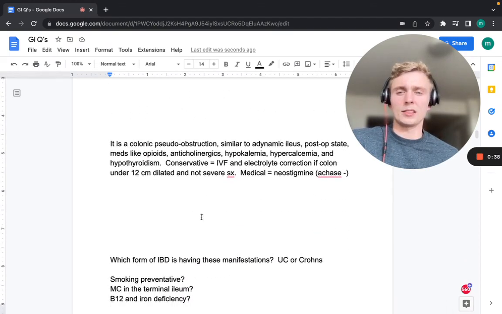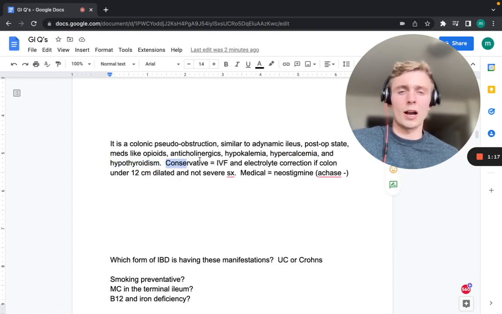So Ogilvie syndrome, that's a colonic pseudoobstruction. This colonic pseudoobstruction is similar to an adynamic ileus, where there's not an actual physical block, but it occurs in a post-op state, secondary to meds like opioids, which slow down the GI tract, and anticholinergics. So remember, acetylcholine is from the parasympathetic, which increases the muscular contraction and increases the peristalsis. So anticholinergics can cause that. Hypokalemia, hypercalcemia, so remember stones, bones, moans, and groans, abdominal groans, hypercalcemia, and hypothyroidism.